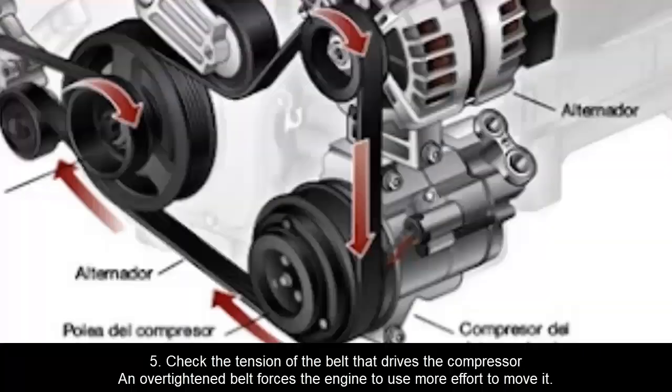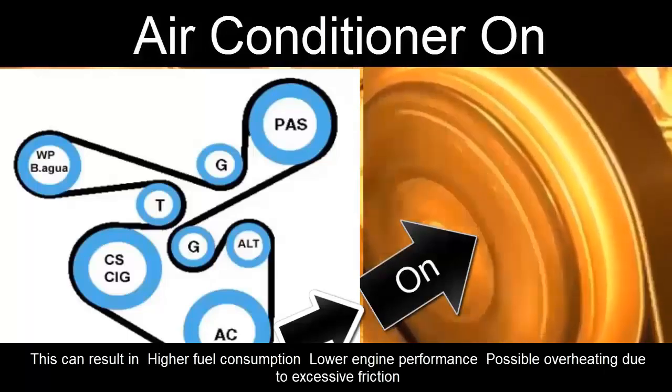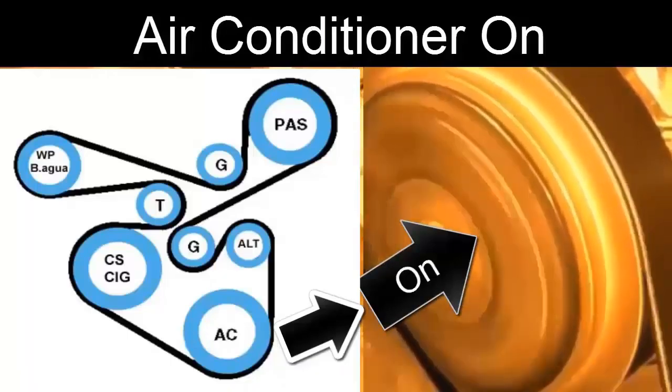5. Check the tension of the belt that drives the compressor. An over-tightened belt forces the engine to use more effort to move it. This can result in higher fuel consumption, lower engine performance, and possible overheating due to excessive friction.